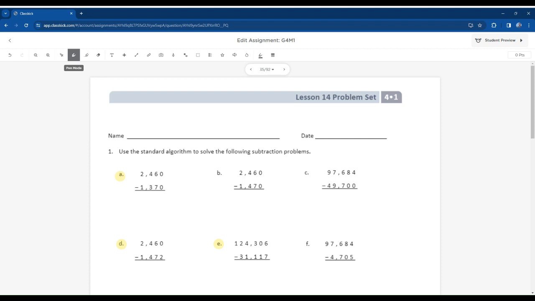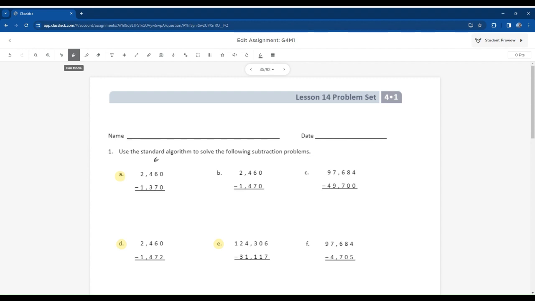Hey everybody, welcome in. Today we're going to be taking a look at grade 4 module 1 lesson 14 problem set. And in this lesson, we're going to continue to use our place value understanding to decompose to smaller units up to 3 times using the standard subtraction algorithm, and then apply the algorithm to solve word problems using tape diagrams.